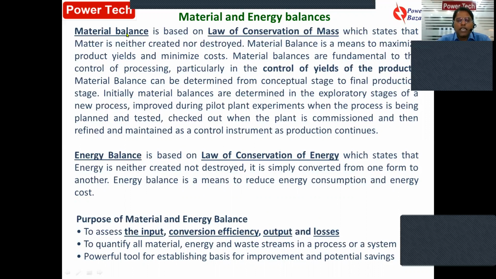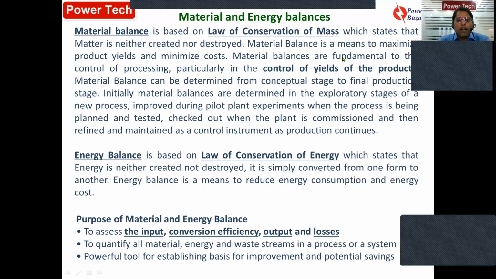Material balance is based on the law of conservation of mass. What does the law of conservation of mass state? That matter can neither be created nor destroyed. So matter is neither created nor destroyed. That is the law of conservation of mass. Material balance is a means to maximize product yield and minimize cost. What is the advantage? Why do you need to do material balancing? So that the product yield is better, wastage is minimum, and the cost is also minimum.